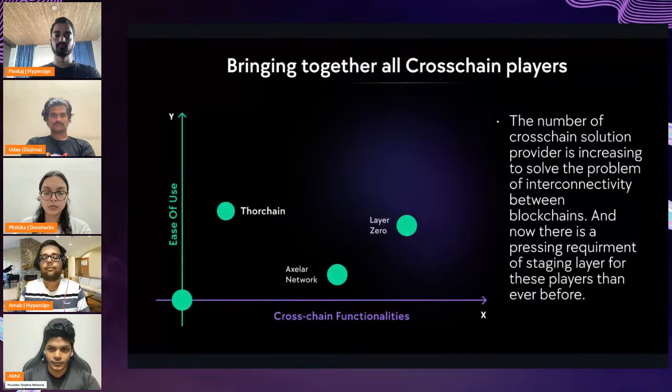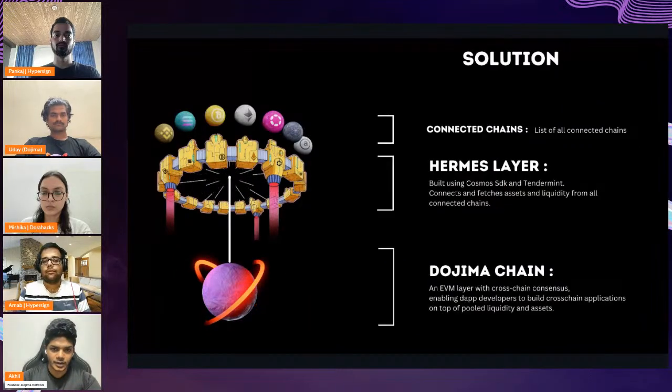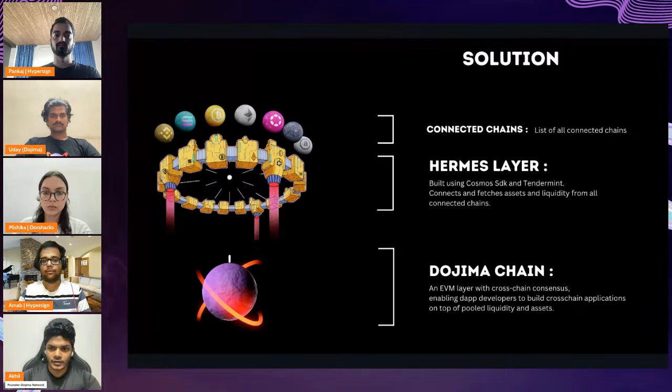Now, to solve the problem of interconnectivity between blockchains, multiple cross-chain protocols have come into existence, but these protocols themselves don't have a staging layer, and that's where Dojima Network comes in. So this is what we're trying to solve at Dojima.